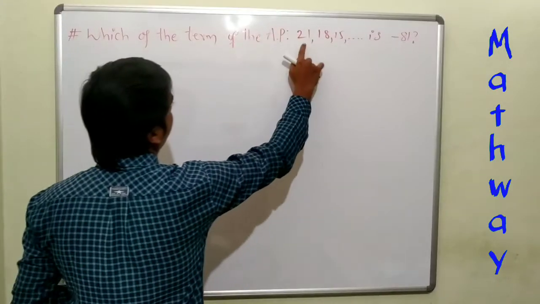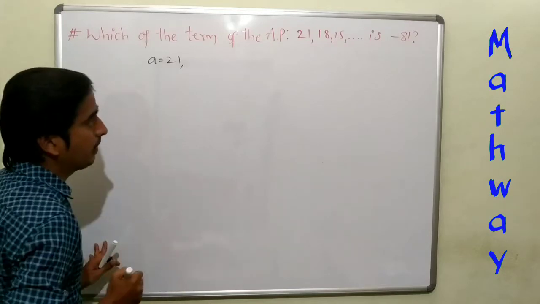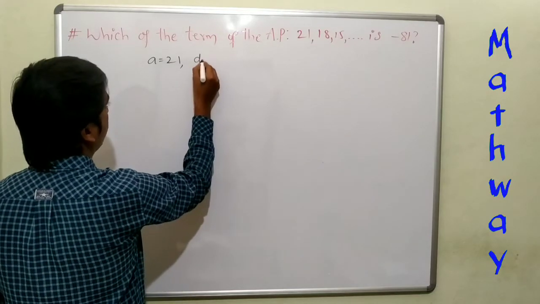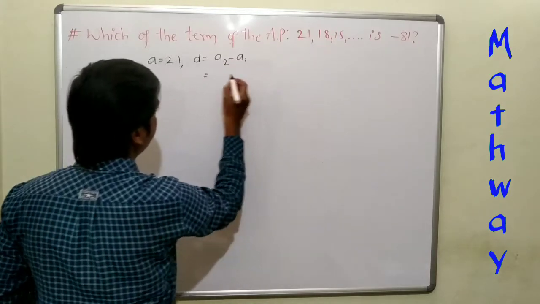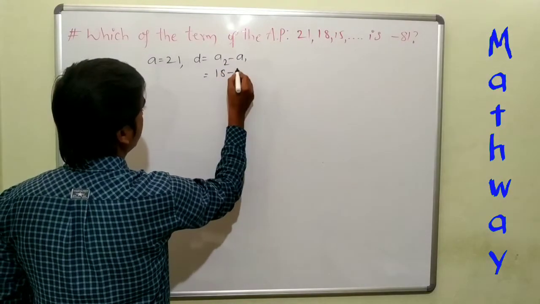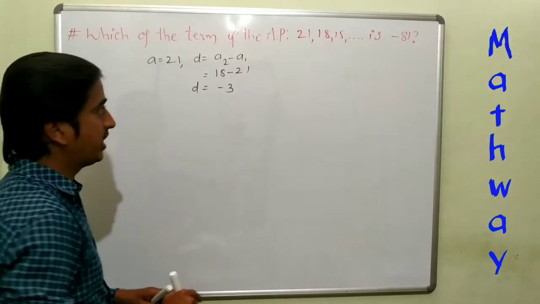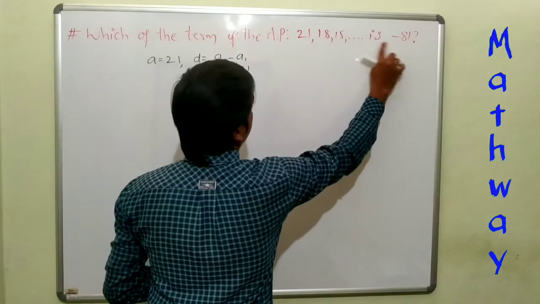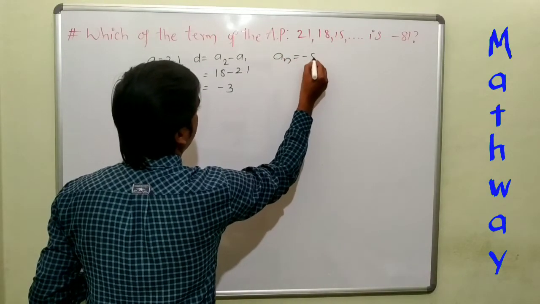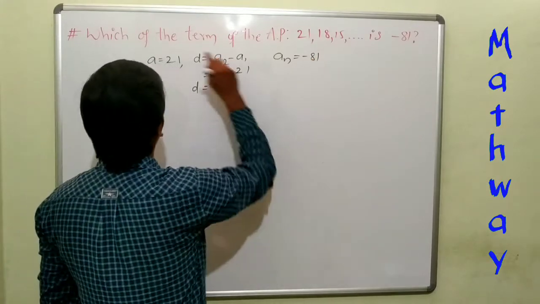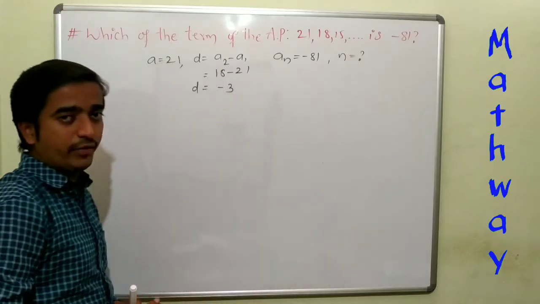So here, by the given, the first term is 21. So A is 21. Let's see the common difference. D equals A2 minus A1. The second term is 18, minus the first term 21. 18 minus 21, that is minus 3. So the common difference is minus 3. And also given, the last term is minus 81. It means that is the nth term. An equals minus 81. Asked to find which term, means the n value. The n value we need to find here.